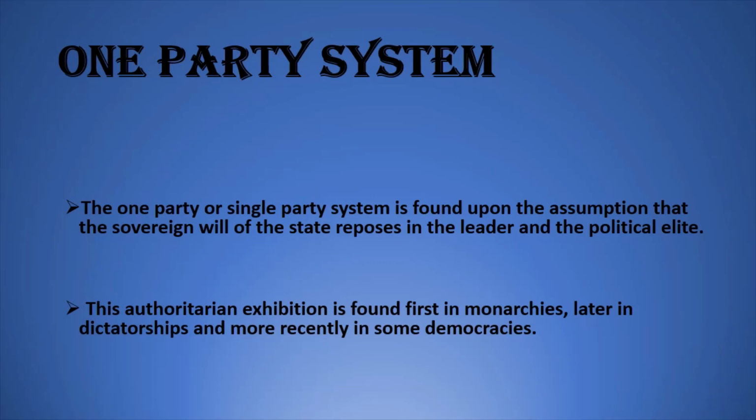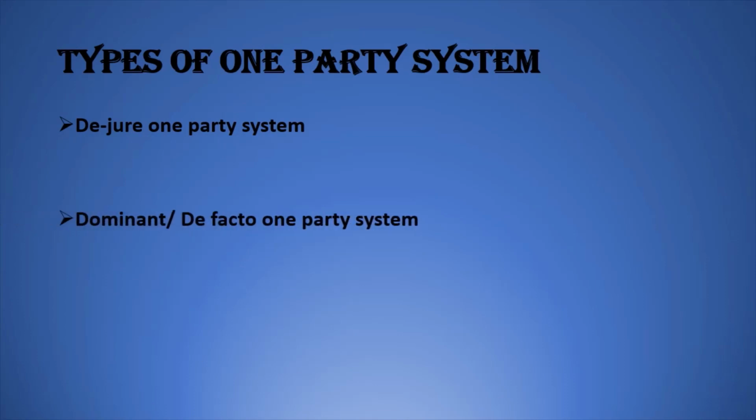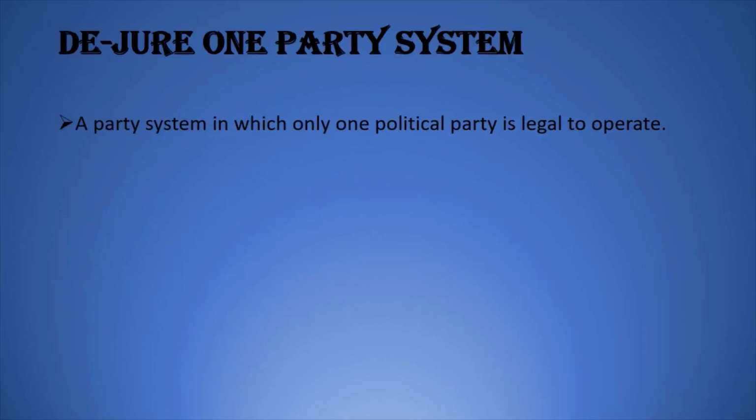There are variations in single-party systems prevailing in different countries. For the purpose of this video tutorial, it will be grouped into three. The first typology of a one-party system is 1. De-jure one-party system, 2. Dominant or de facto one-party system, and 3. Hegemonic one-party system.